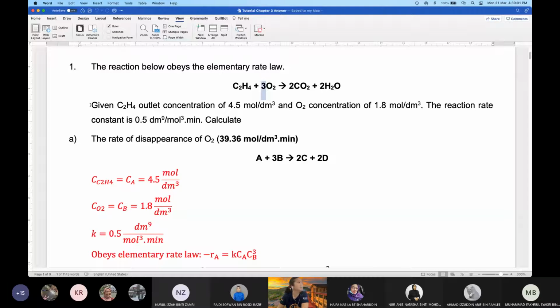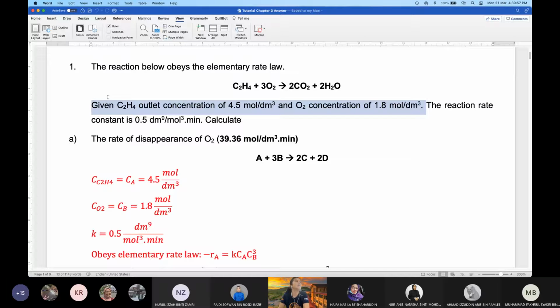Okay, so next it says, given C2H4 outlet concentration 4.5 mole per dm³ and O2 concentration 1.8 mole per dm³. So in this question, it gives us the concentration of C2H4 and the concentration of O2. But you remember, concentration we always have initial concentration or outlet concentration, sometimes called final concentration. What's the difference? Initial concentration is the concentration before the reaction takes place. Any concentration when the reaction takes place or after the reaction takes place is what we call outlet concentration, or final concentration. So in this case, they give the outlet concentration.